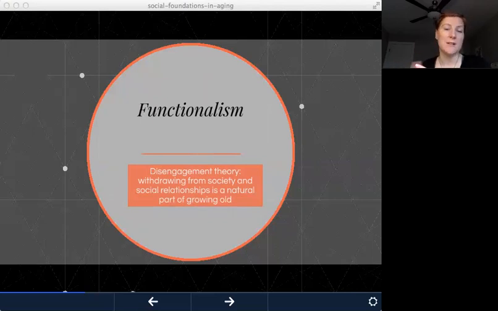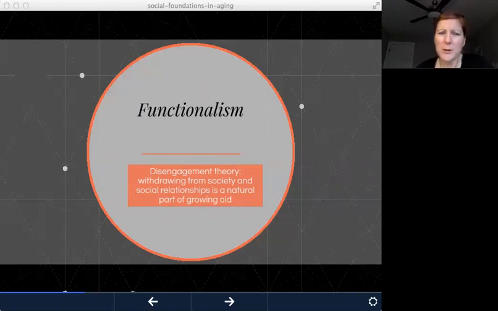It's this mutual disengagement of society and the older person, and it's functional in that it helps both the older person feel less like they have to conform to all these social norms that society was pressing on them, and also society gets freed from having to support the older adult's new norms. So it's a sort of natural or functional relationship that they withdraw from society.